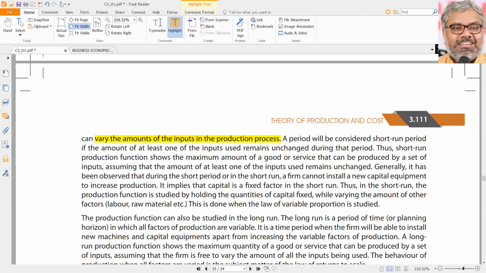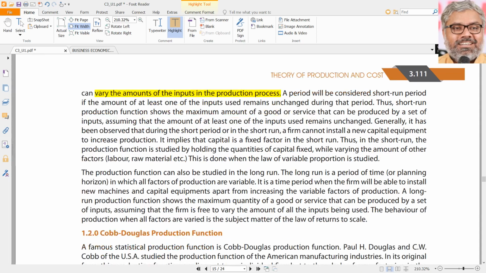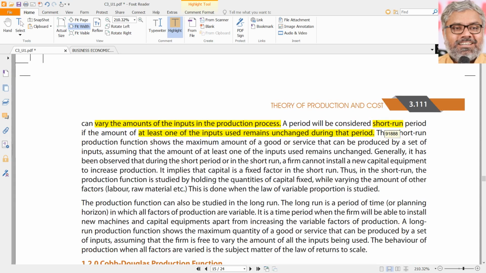In other words, we can call a certain period short run when at least one of the inputs remains unchanged during that period. This is the most important definition for short run, and this is going to be useful not only now, even later also. So understand this concept very carefully, not giving our own interpretations and assumptions and thoughts and whims and fancies. Those will not help. Short run does not mean any time period.